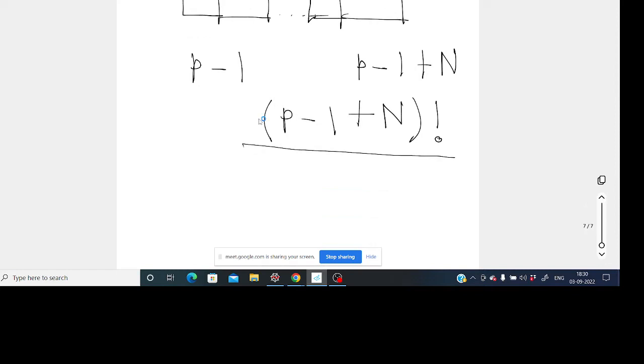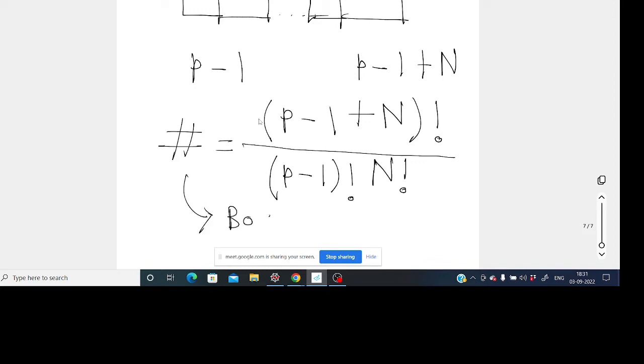But among them, these p minus 1 partitions are identical, right? So you have to divide the number of ways by p minus 1 factorial, and there are n particles, and these particles are also identical because they are bosons, they are quantum particles and they are indistinguishable. So you have to also divide the number of ways by n factorial. So the number of ways they can be distributed is p plus n minus 1 factorial by p minus 1 factorial into n factorial, okay? So this is for bosons. I think it's clear now.